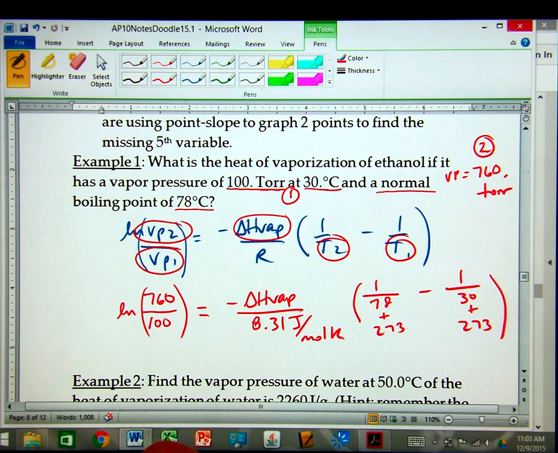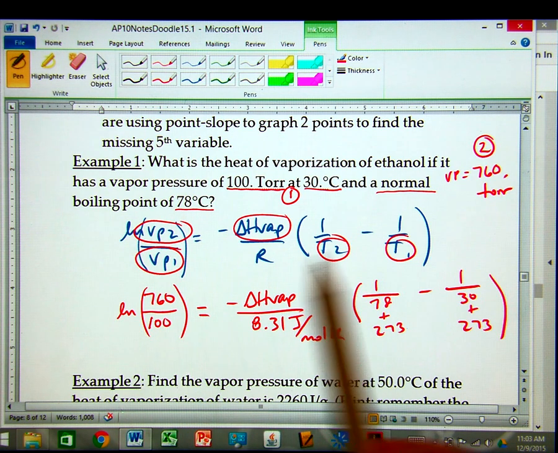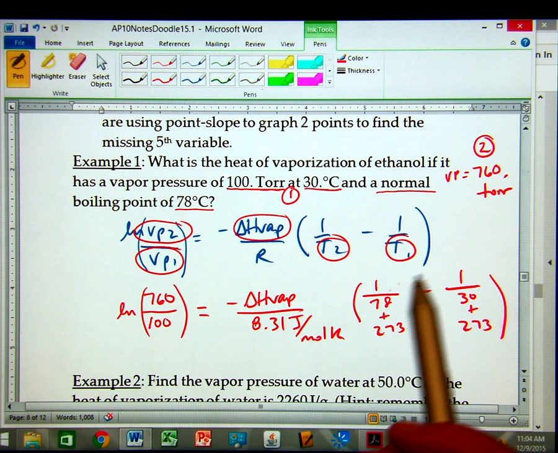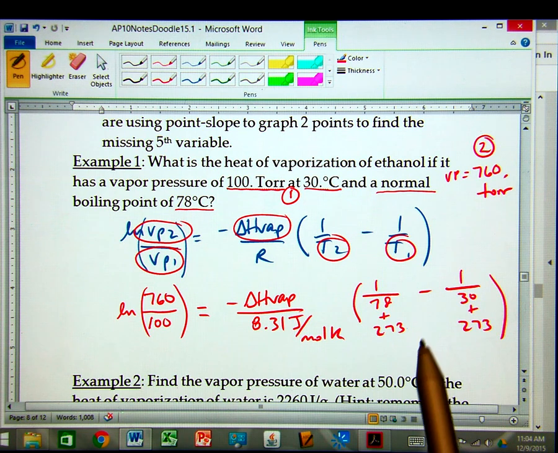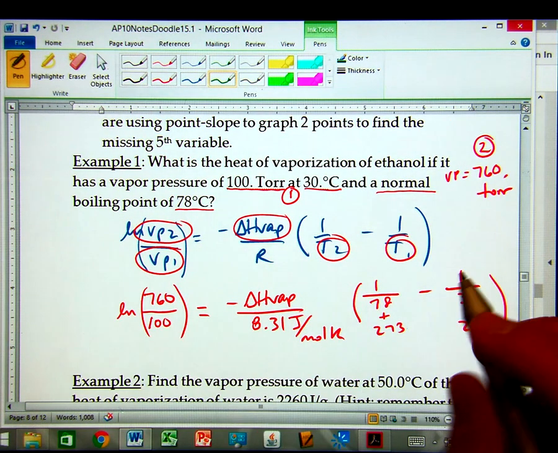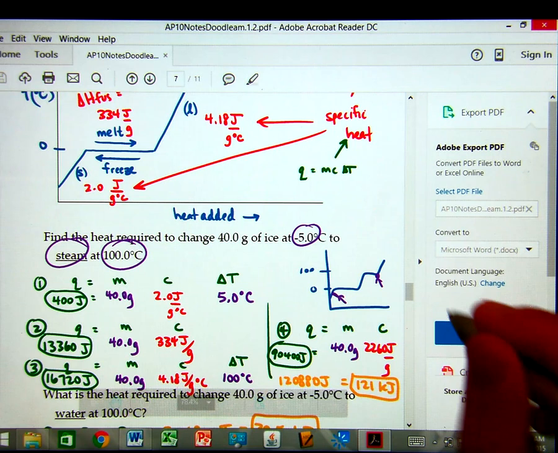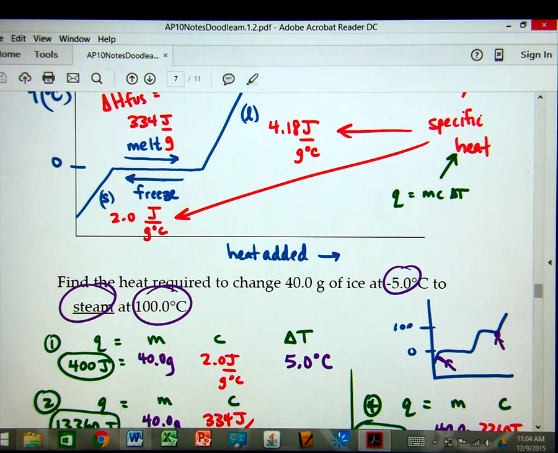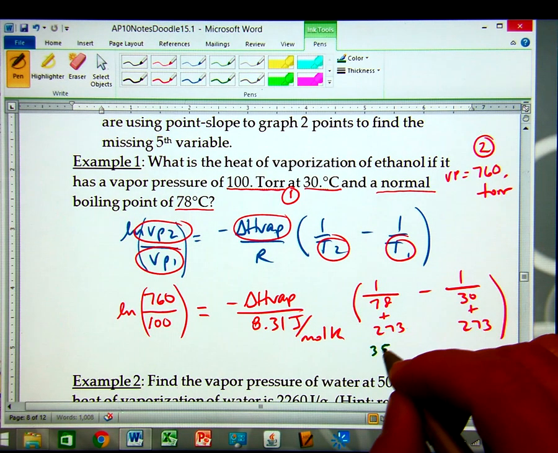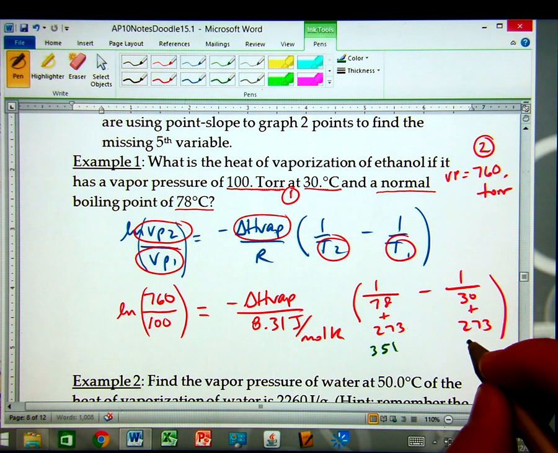So now what you need to do is you need to do the math for this. It just becomes a big algebra mess. So my recommendation is to get this mess on the left side right here, then divide by this mess on the right. What you could do with this is, I'll write down the temperatures here so you can see them. This is a 351. And this is a 303.